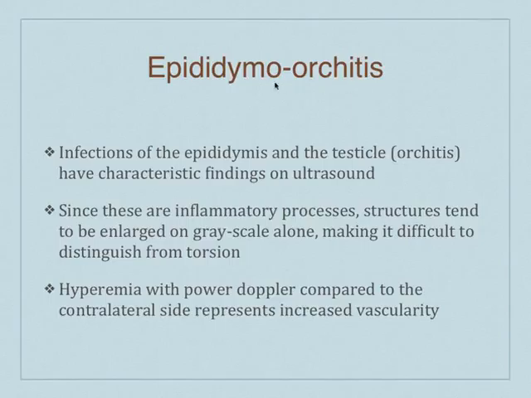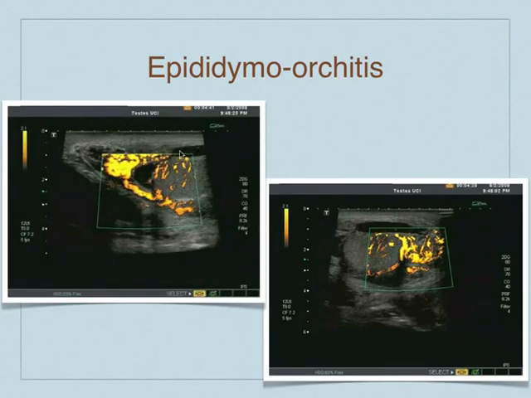symbolic for infection, and you can have infection in the epididymis or the testicle, or orchitis, or both. It usually starts in the epididymis, so you get epididymitis, and then if it goes untreated, it extends into the testicle, and you get a combined epididymo-orchitis picture. That's what we're seeing here.